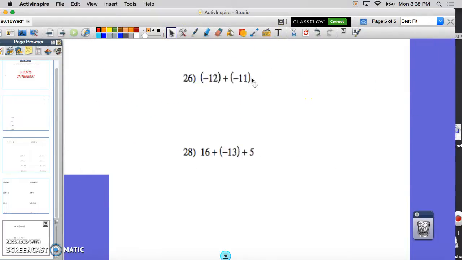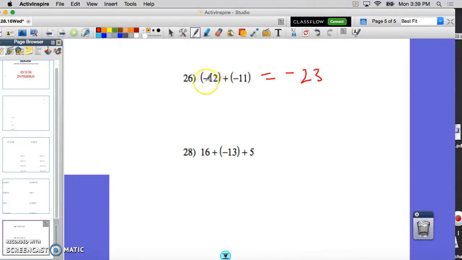All right, let's look at 26. Okay, I have a negative. It's already an addition problem, so I don't have to change anything over. I just follow the rules of a negative plus a negative. I follow those rules. It's going to be negative, and I just add them together. Negative 12 plus negative 11 is negative 23.